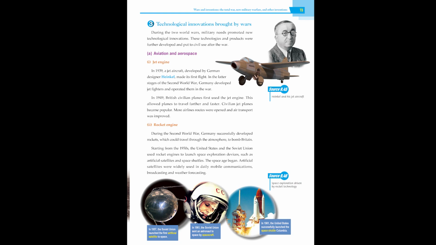2. Rocket engine. During the Second World War, Germany successfully developed rockets which could travel through the atmosphere to bomb Britain. Starting from the 1950s, the United States and the Soviet Union used rocket engines to launch space exploration devices such as artificial satellites and space shuttles. The space age began. Artificial satellites were widely used in daily mobile communications, broadcasting, and weather forecasting.